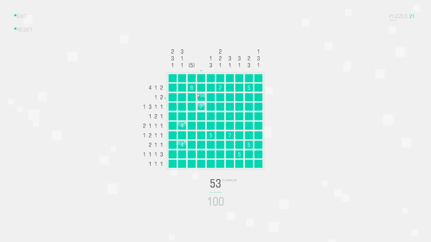Okay, we have a couple of group clues here. Let's mark them. And only from the group clues I can already see that this square has to be deleted because the group of 5 connected squares cannot touch the group of 7 connected squares. Okay, now I think that's all for the group clues.